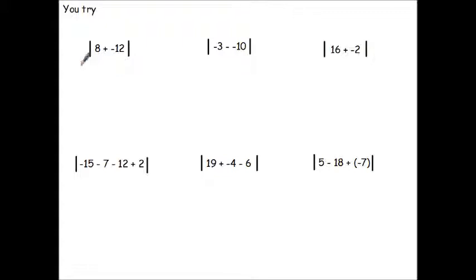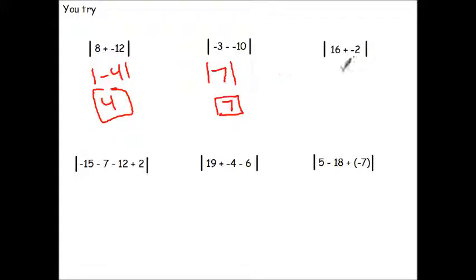Alright, so welcome back. So you got to add these two together. 8 plus negative 12 is going to give you a negative 4. Absolute value of negative 4 is 4. Over here, negative 3 minus a negative 10 is going to give me a 7. Absolute value of 7 is 7. And over here, absolute value of 16 plus negative 2 is going to give me an absolute value of 14, which is 14.